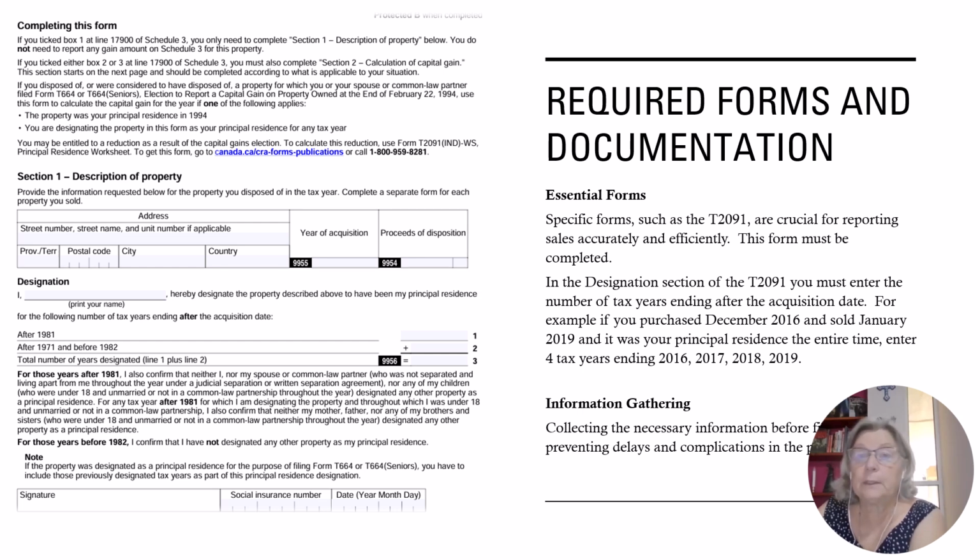So just for example, if you purchased this house in December 2016 and sold it in January 2019, it was your principal residence the entire time, enter 4 tax years, okay? Ending 2016, 2017, 2018, 2019. Okay? It says here, designate the property as having been the principal residence for the following number of tax years ending after the acquisition date. Year of acquisition is 2016. I know it says here after the acquisition date, but if it was December 2016, it's included. Okay, so you would put the 4 years here.